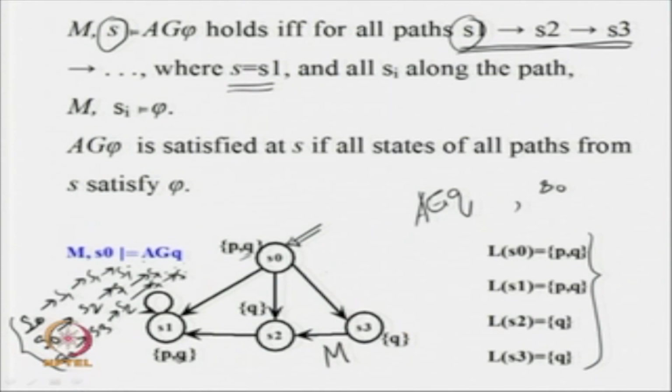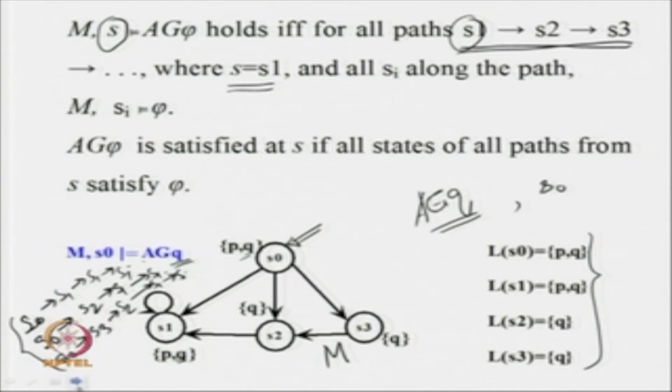And in the third path again we are going to get S0, S3, S2, S1, S1, S1 like that. And in all the steps we are going to get that q is true. That means in all possible states in all paths we have seen that phi is true, or q is true in this example. So, we can say that AG q is true in this particular state S0. So, we say that in model M, in state S0, AG q holds. So, this is the way we are going to look for the meaning of AG phi.